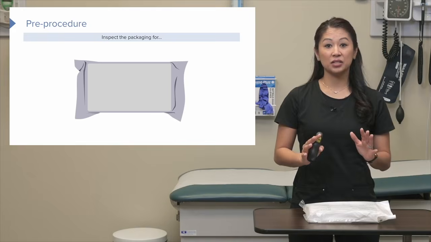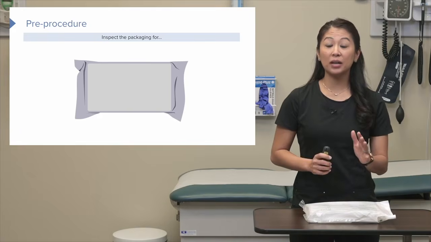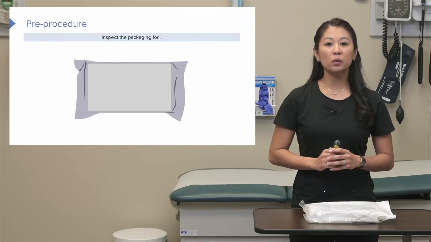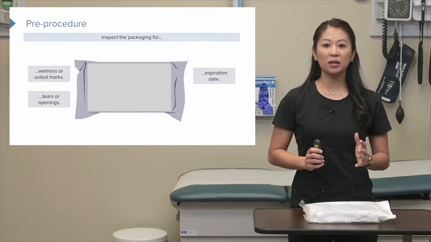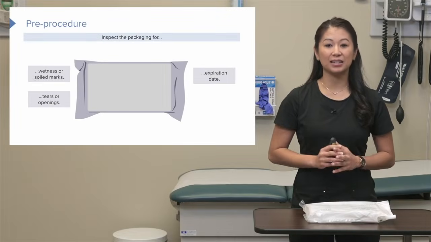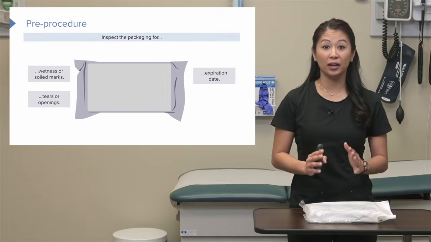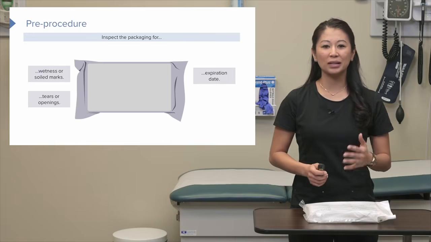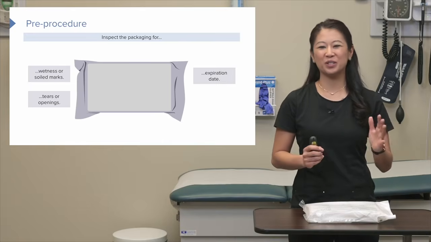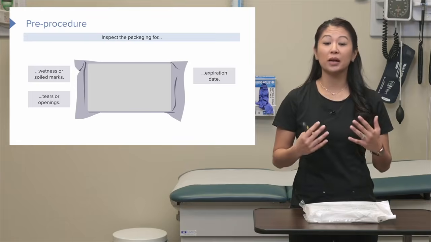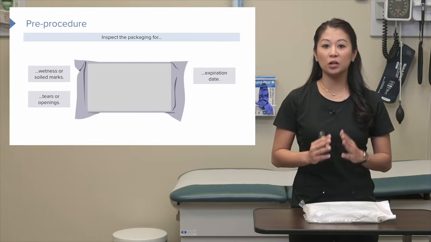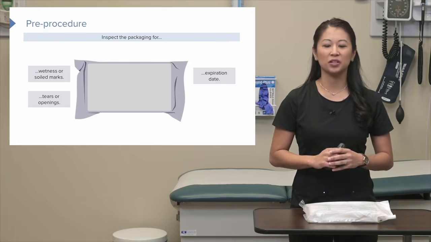Before we even get started, when you get your equipment, make sure you inspect it closely. We want to look for any wetness or soiled marks. We want to make sure there are no tears or openings on the package and that it isn't damaged at all. Then we want to make sure it's in date, that the expiration date is still good. Just think about it this way: you don't want to eat spoiled or expired food. With equipment, the expiration date is really important because that makes sure the equipment is safe and effective for a patient.